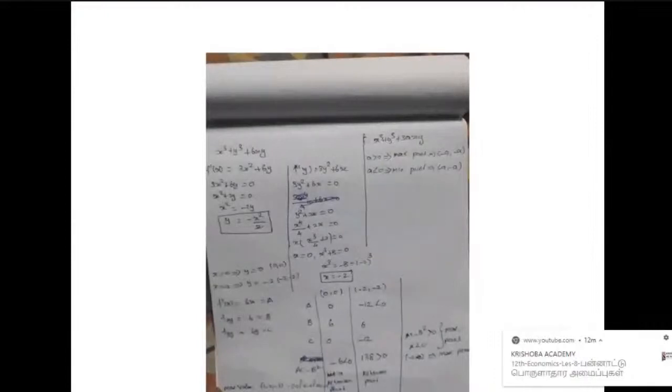Example: x cube plus y cube plus 6xy. f of x comma y is equal to x cube plus y cube plus 6xy. Here we have to find the maximum value.